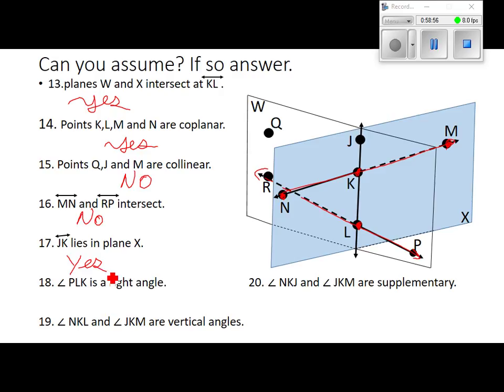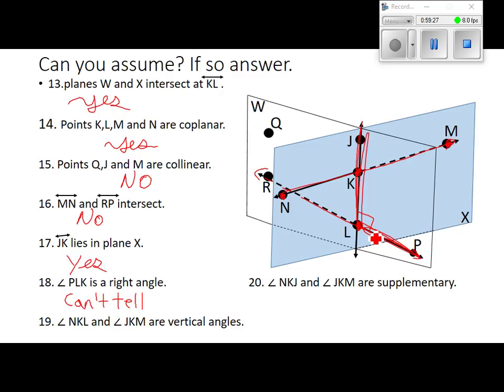Angle PLK is a right angle. PLK. We can't decide, right? And that's what I would write here. Can't tell. It might be a right angle, but we don't know for sure. What would tell us for sure that it's a right angle? If they put that little box right in there.